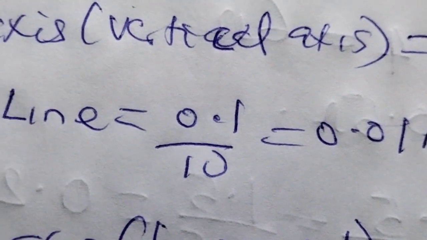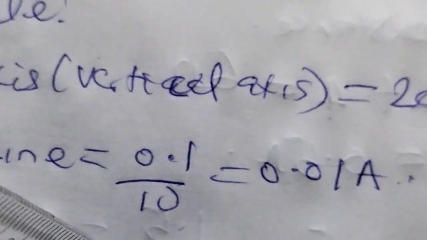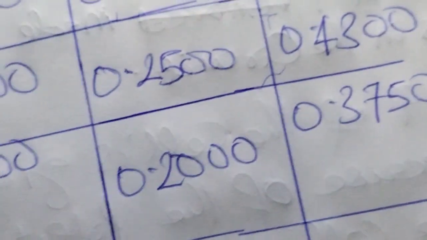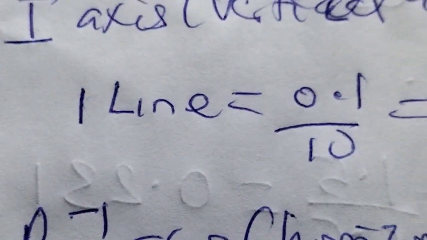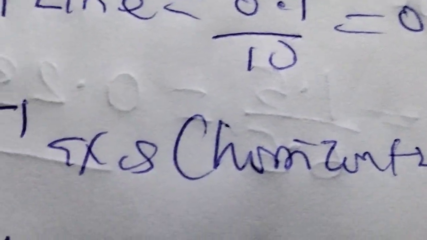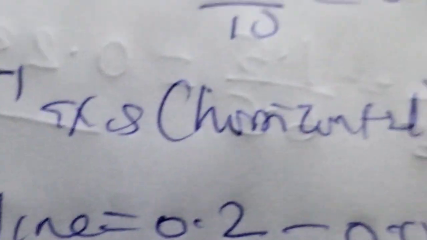Then what does one line represent? One line is going to be 0.1 divided by 10, since there are 10 lines in a bus. So divide 0.1 by 10. That will give you 0.01 to know what one line represents. So you can easily read off your scale. Then going to the R inverse axis, horizontal axis, we have 2 cm represents 0.2 unit. As you can see here, 2 cm, this is 0.2.